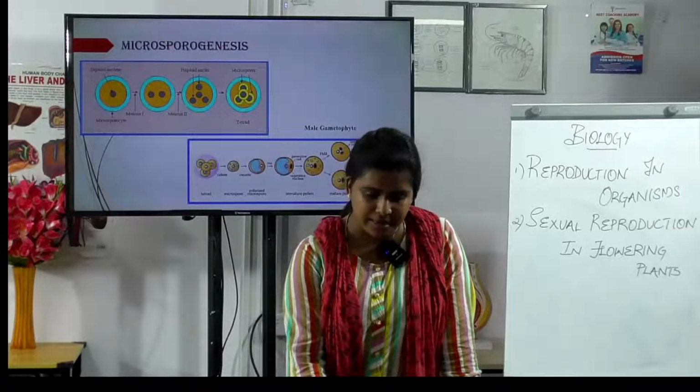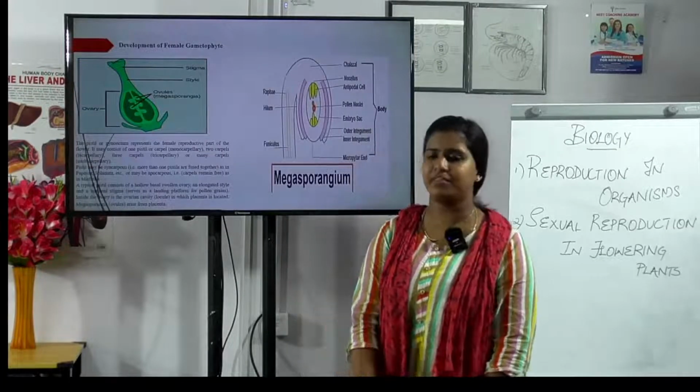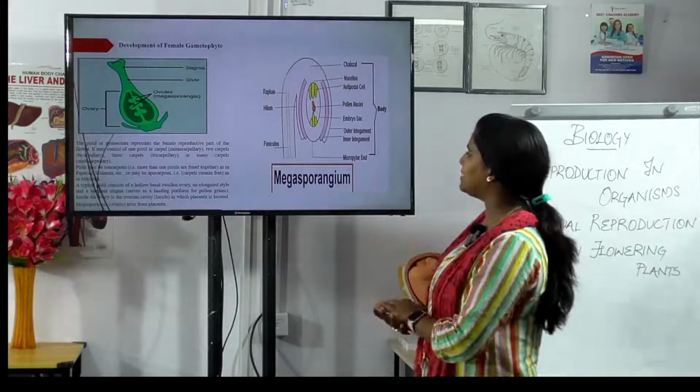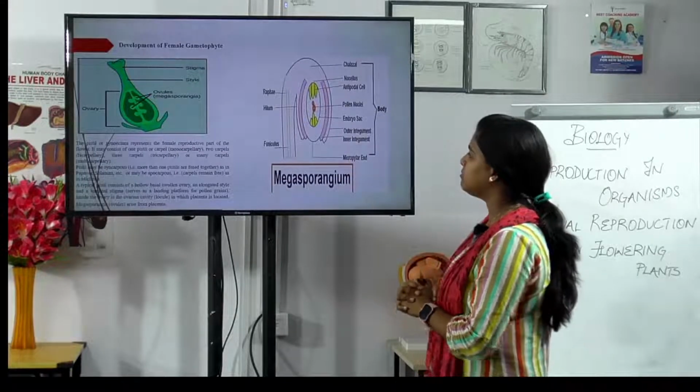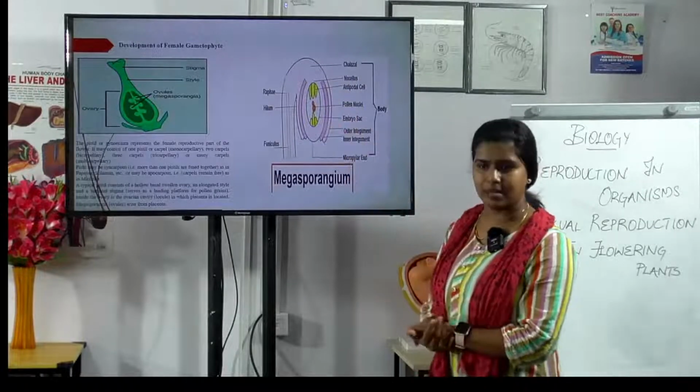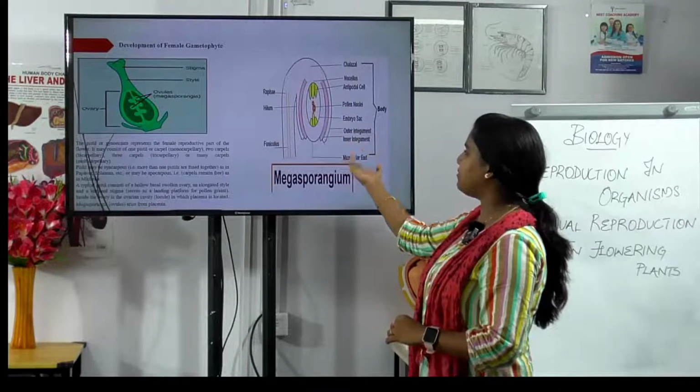Okay. Next we'll see the development of the female gametophyte. Previously we saw the male. Now, the female. What happens here? Which is the pistil here? The whole thing, yes, correct. It represents the female part of the flower.